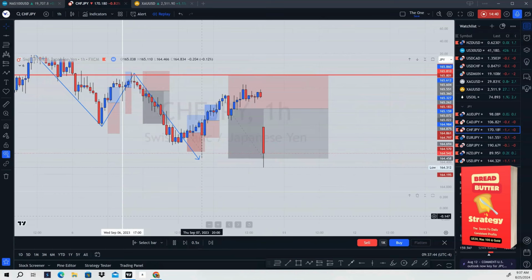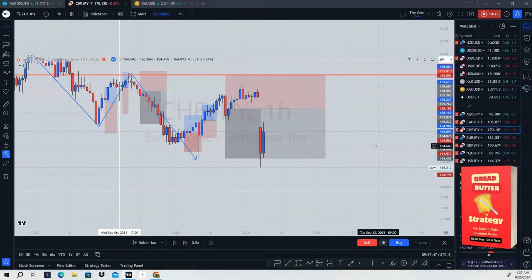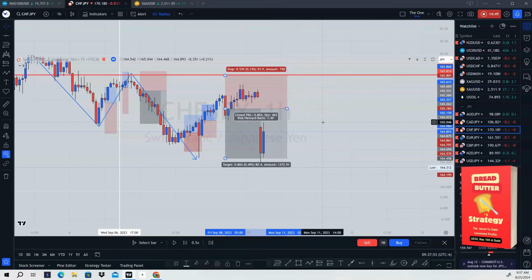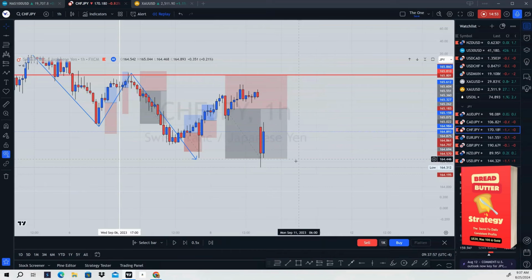Boom. Woo, look at that drop. Let's go. Hit TP. Beautiful, beautiful trade right there. 80 pip trade. Okay. 80 pip trade.